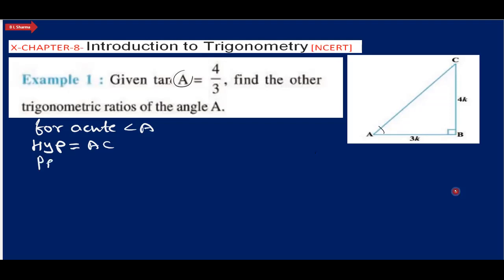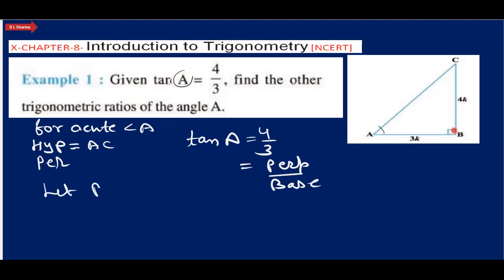Number 2, we identify the perpendicular for the acute angle A. The side opposite the acute angle we consider is the perpendicular. Let us first see what is given. It is given that tan A is 4/3, meaning perpendicular upon base is 4/3. So we can say let perpendicular be 4k, then base will be 3k.